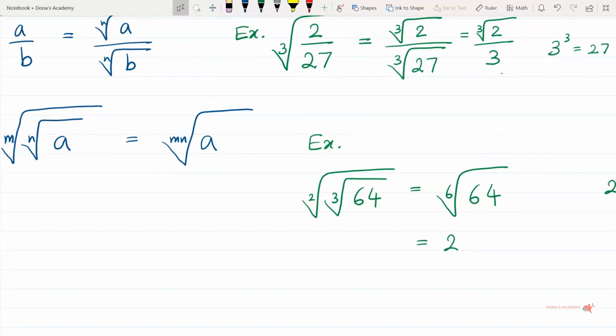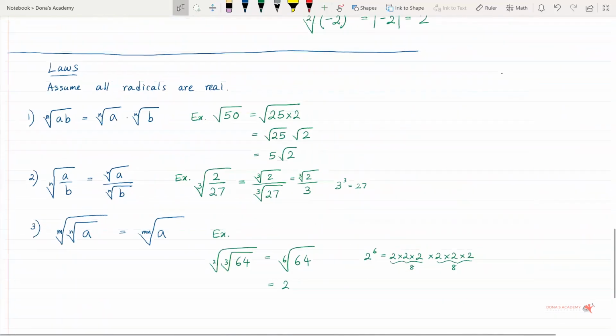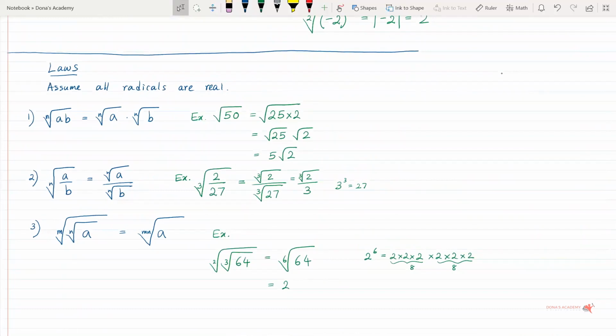Okay, so we can simplify calculations using these laws. So let's recap the 3 laws. If you have the nth root of a product, then we can split this into 2 radicals. And similarly for a quotient. And if you have a radical inside of a radical, then we can multiply the indexes together and take it as a single radical of the radicand.